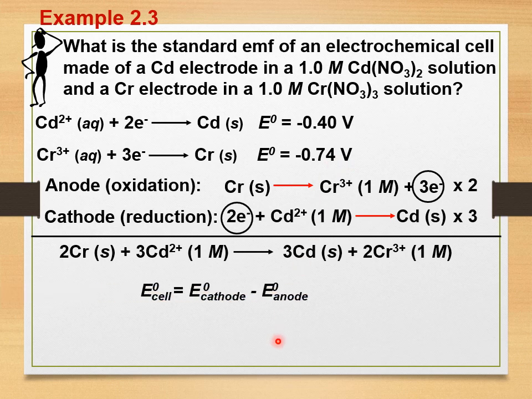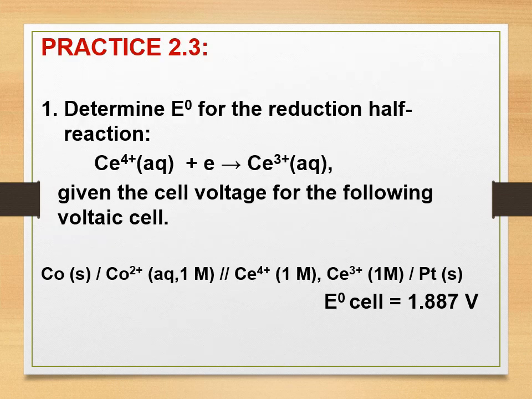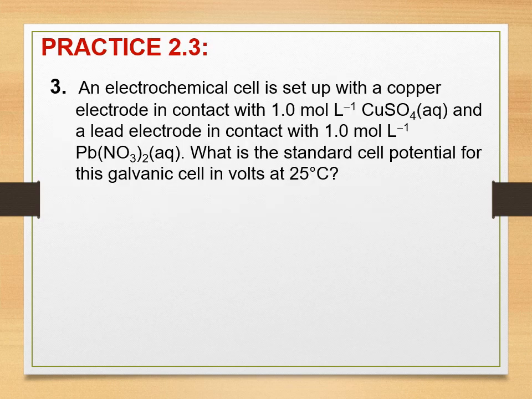Okay. So now, let's calculate the E naught cell. Here, it used this formula, E naught cathode minus E naught anode. So we have determined that the E naught anode here is negative 0.74. Because we use this formula, we don't need to change the sign. We just insert it in the formula as it is. Negative 0.4 minus negative 0.74. So you will get 0.34 volts. I hope you understand what is being discussed here in example 2.3. Based on the example that I have explained to you, your task is to do practice 2.3, question number 1, 2, 3.